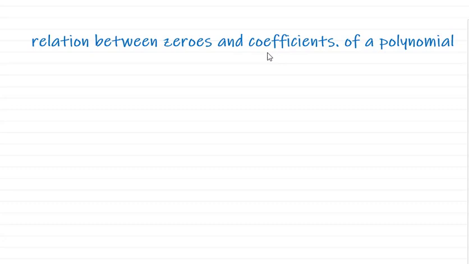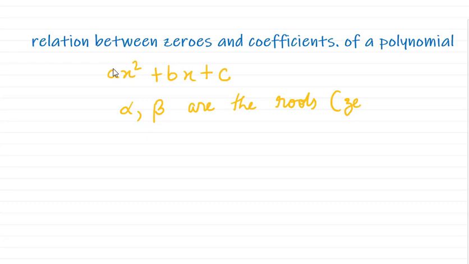of a polynomial. So let's say we have an equation in the form of ax square plus bx plus c. This is our equation, and alpha and beta are the roots of this equation, or you can also say zeros of this equation. Now what is the zero and the root? I have already told you.